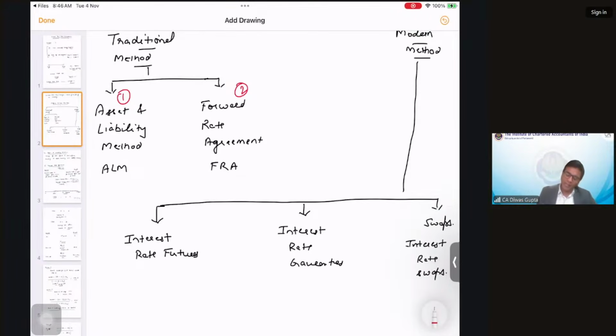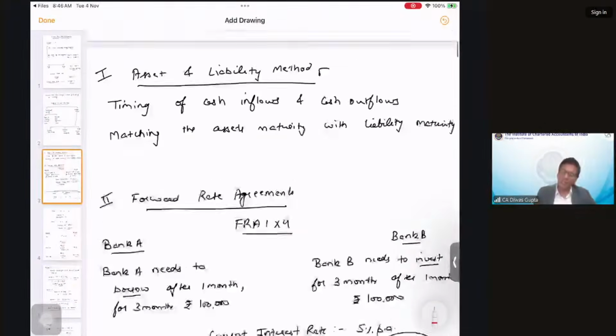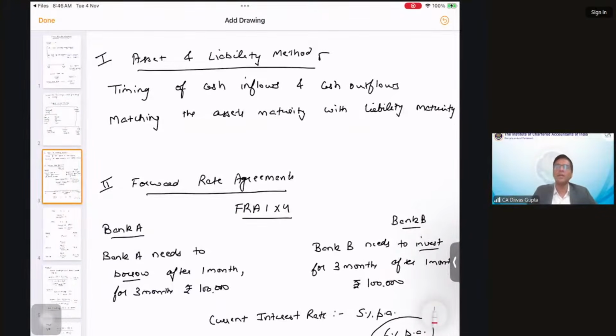Then the modern methods are actually interest rate futures, interest rate guarantees, and interest rate swaps. Okay, we will cover each and every method in detail now. So the first one, students, is the asset and liability method.